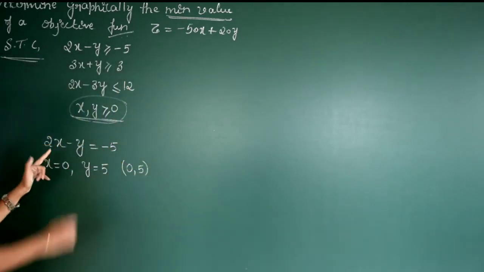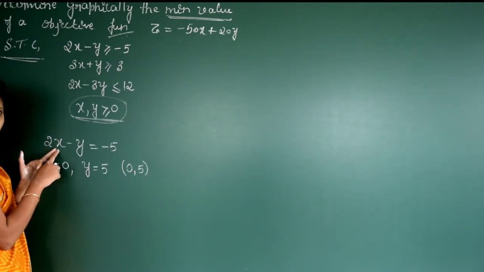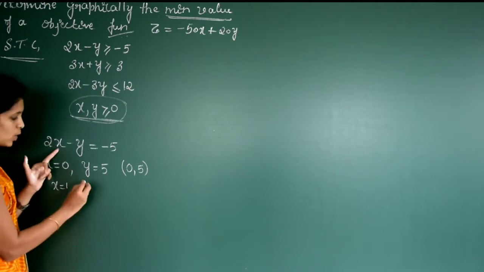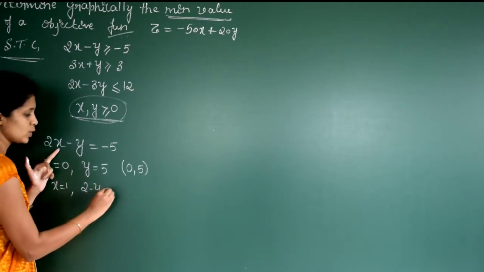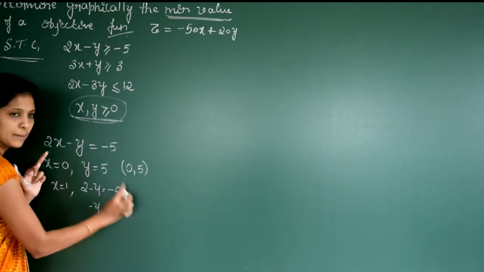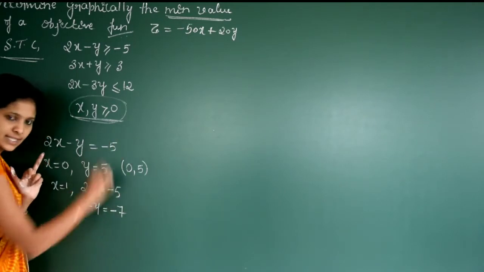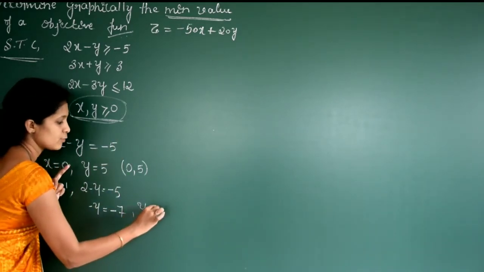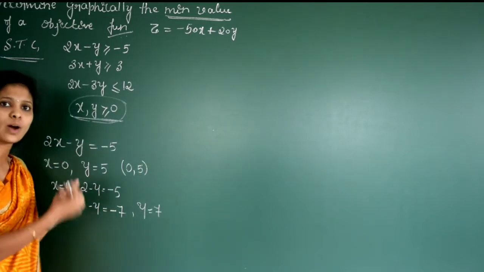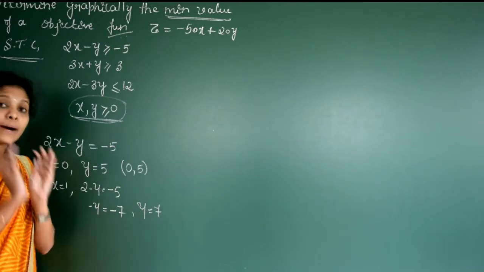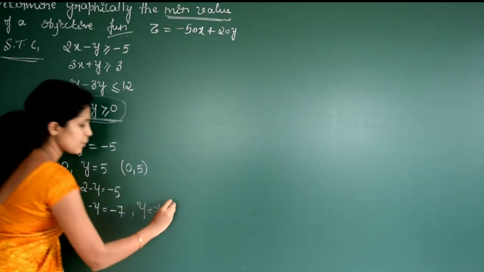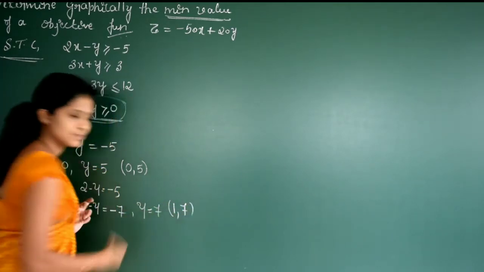What can we substitute? If I substitute x as 1, what happens here? This will now be 2, minus y is equal to minus 5. So minus y is equal to minus 5 minus 2, which is minus 7. By this I can write the value of y is equal to 7. Is it clear? We can go with any point, x equal to 1, 2, 3, 4, anything you can substitute. But remember one thing, the values of x and y both should be positive. So the point now is 1, 7. Is it clear?